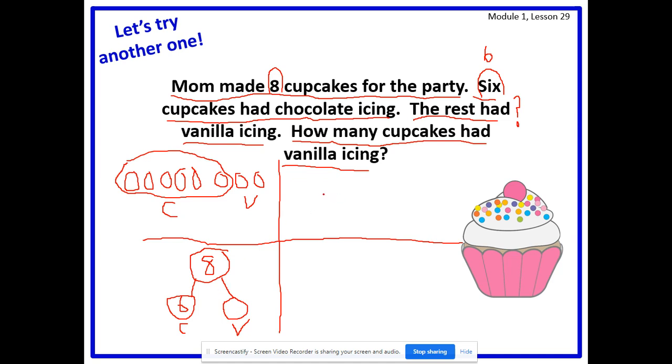Let's go ahead and write a subtraction sentence before we fill in our unknown part. So when we write a subtraction sentence, we start with our whole number or our total. So we're going to start with 8 minus 6 equals, what is our unknown part? Get ready. 2.